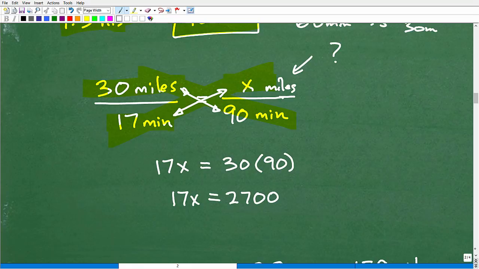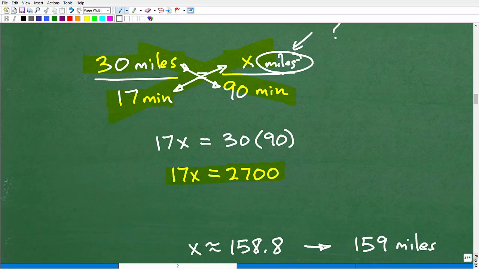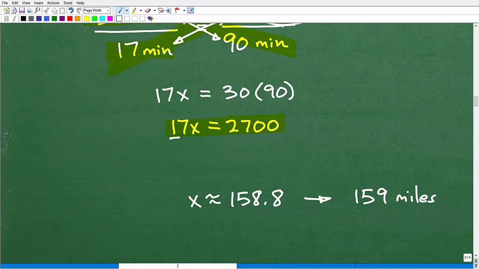So we're going to have 17. We'll just forget the units of measure here because we know that our final answer for x is going to be in miles. So 17 times x is 17x. 30 times 90 is, of course, 2,700. So I just have to solve this basic equation here: 17x equals 2,700, and I'm just going to divide both sides of the equation by 17.